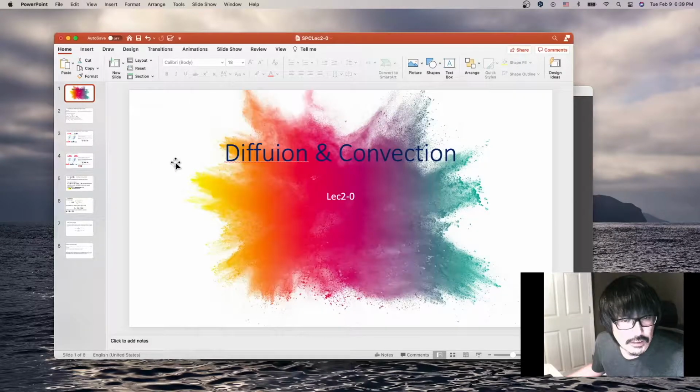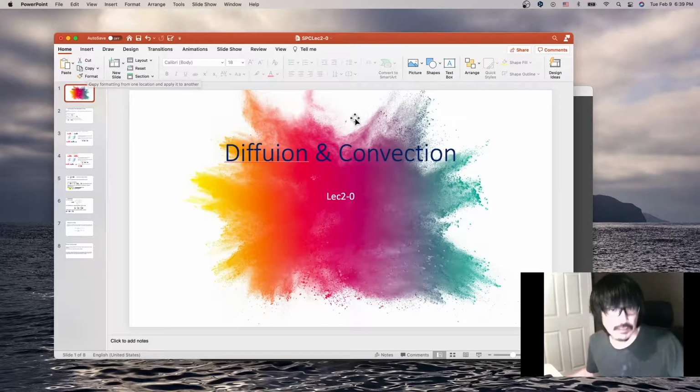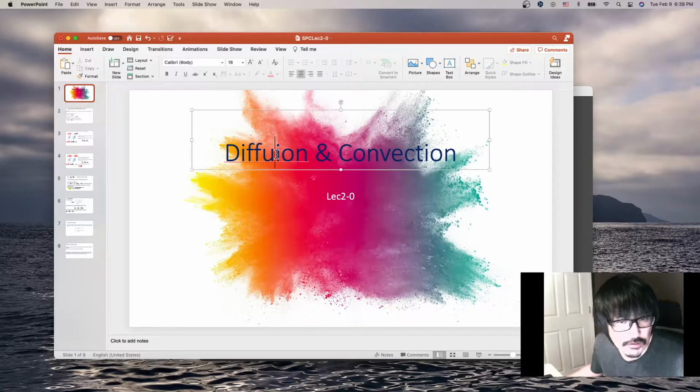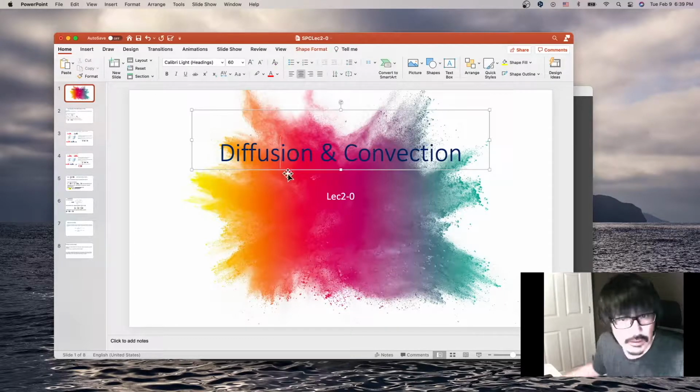Alright, so let's just start lecture 2, the second part of the class. I'm going to talk about diffusion. I think the S is missing here. The diffusion and the convection for this lecture right here.